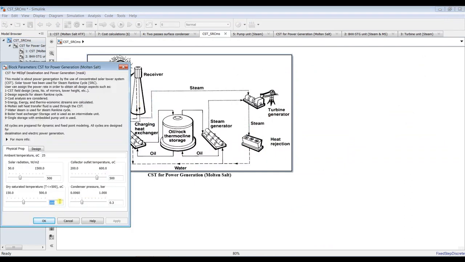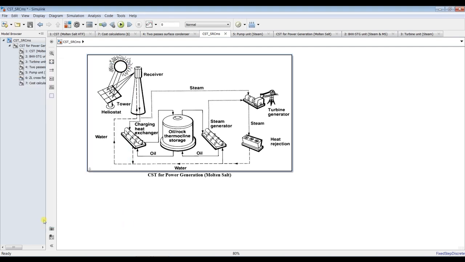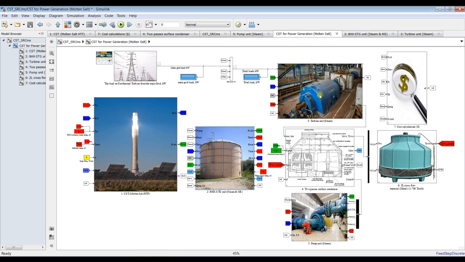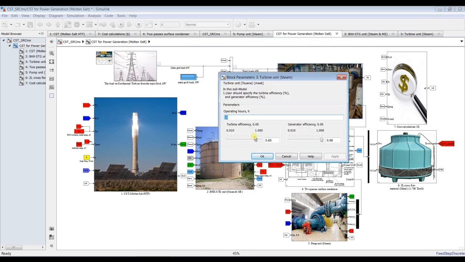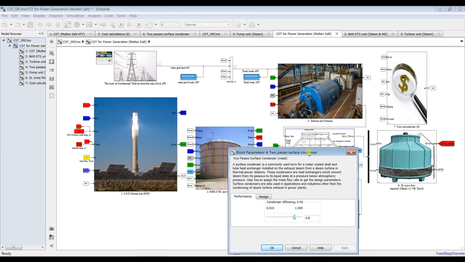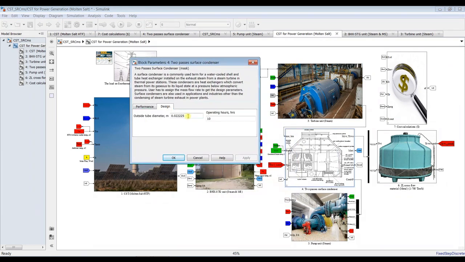So put in your mind the connection between the dry saturated temperature and the superheat temperature. Okay, and performance, surely there is a bump inside, so its efficiency is around 75 and effectiveness is around 80%. Okay, let's go for turbine unit operating hours and just generator efficiency and turbine efficiency. Two buses surface condenser, we have to adjust some design aspects and effectiveness around 80%.